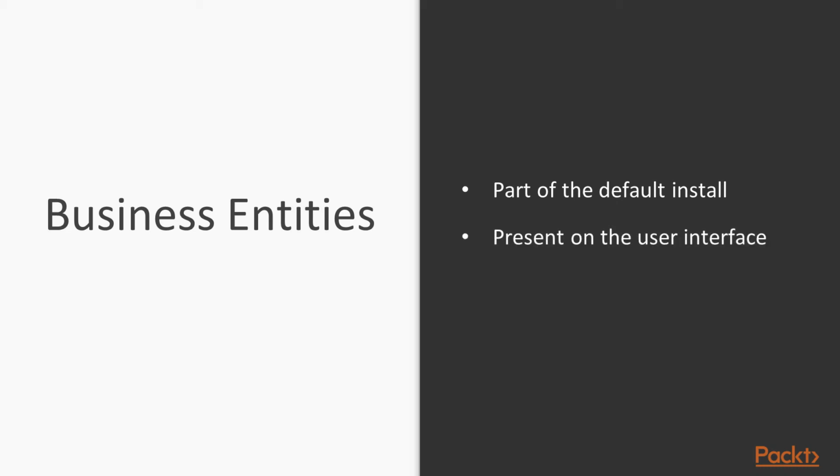Next, business entities are the entities available as part of the default installation of the platform. They are created and introduced with the default solutions, including sales, service, project service automation, and field service. These entities are presented in the user interface and are throughout the default navigation. These entities are customizable by a user with the necessary permissions. Some examples of these include account and contact.